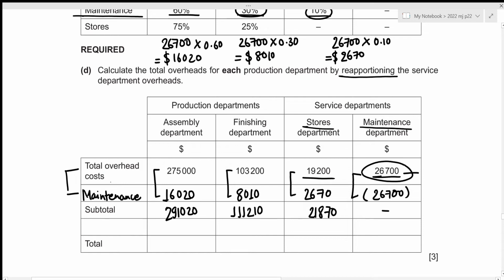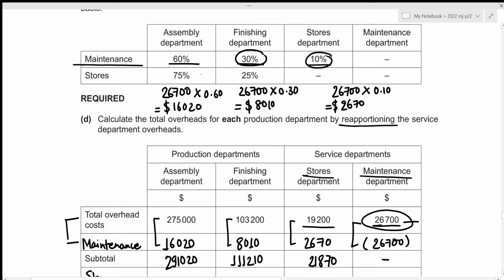Okay. Now we move towards reapportioning our stores department. So we can write the heading as stores. And the basis for reapportionment is just that 75% of the total of stores department will go towards assembly department and 25% will go towards the finishing department. Okay, so we can see that the total of the stores department is 21,870, right? So let's figure out 75% of that for assembly department.